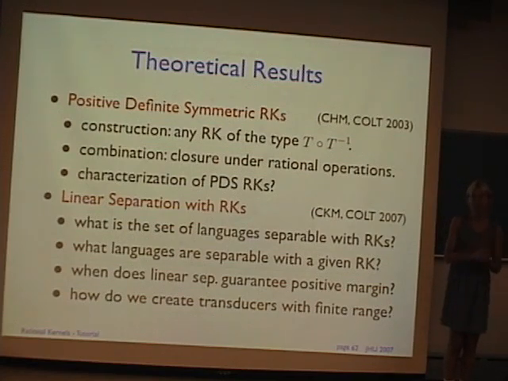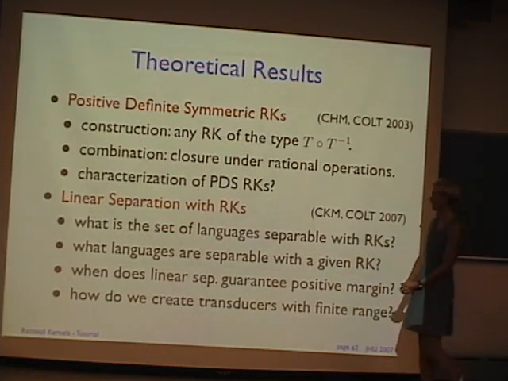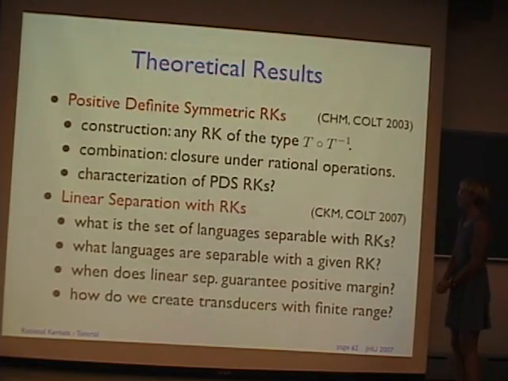I'd be happy to work with you on it. We started asking other questions like, if I have a rational kernel, what is the set of languages that are separable with it? I think it's intuitive, you have your kernel, you can write it down, but what's that set?